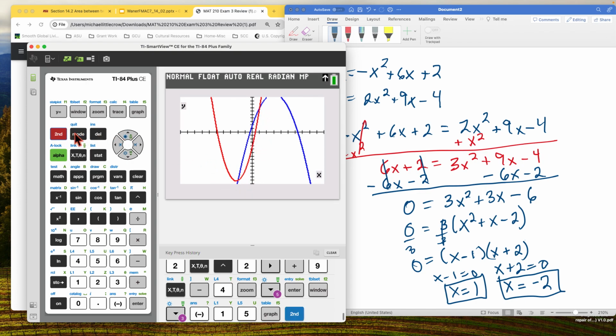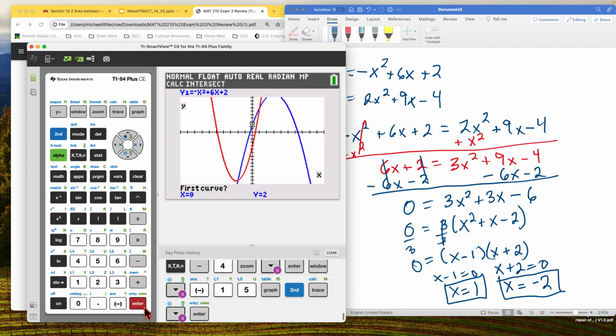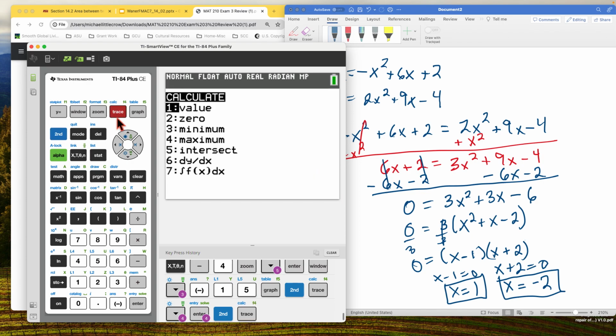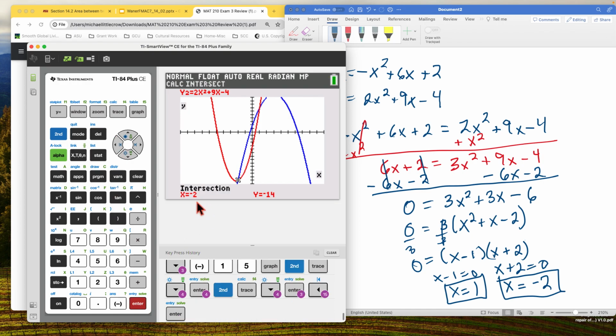Yeah, I can see the 2 points, and I can see that's negative 2, and then positive 1 is where they're intersecting. I can also verify: second calc, intersect, enter for the first curve. Notice it's asking the question first curve. I hit enter, jumps to this one, says is this a second curve? I say yes, and then I hit enter for a guess. Gives me the closest intersection, x equals 1, so we got that. And then I do it again, second calc, intersect, enter, but for the guess I want to be closer to the other intersection, and it will tell us that that is x equals negative 2.